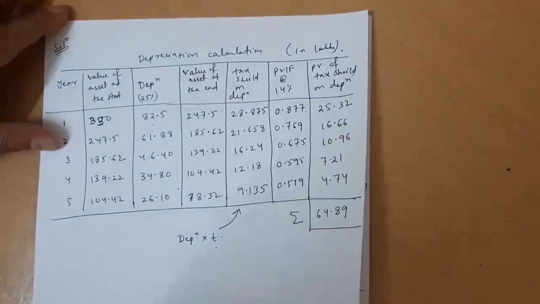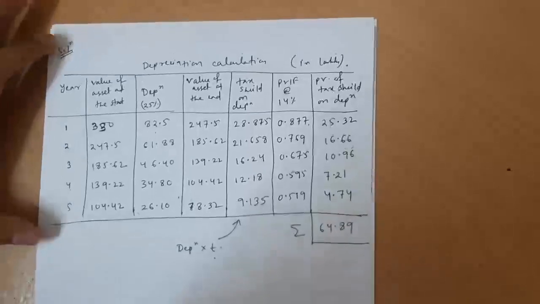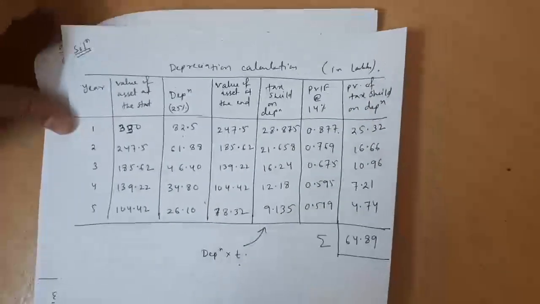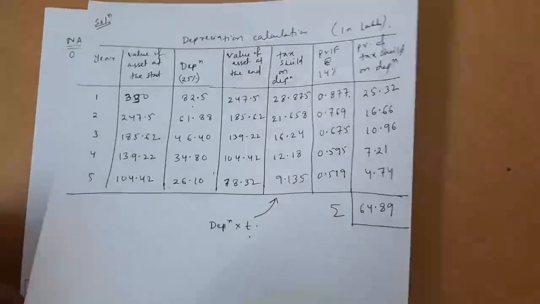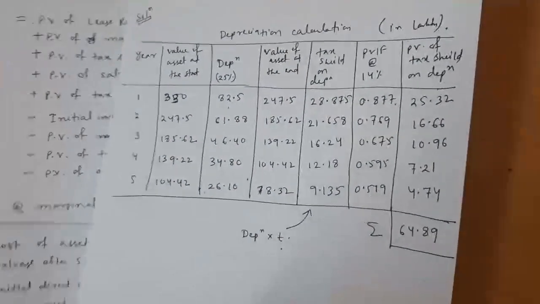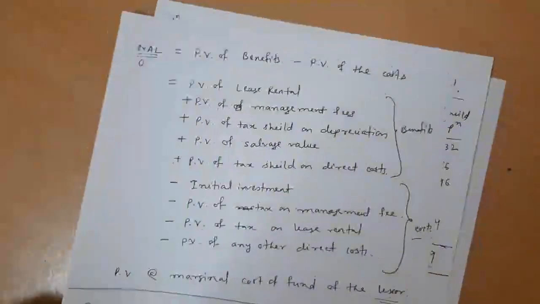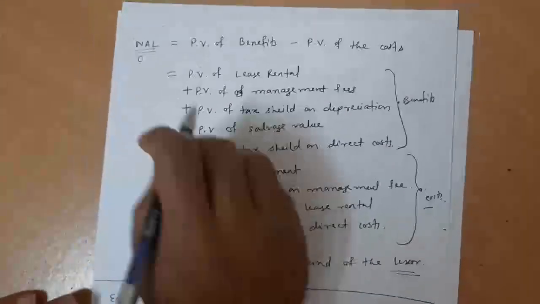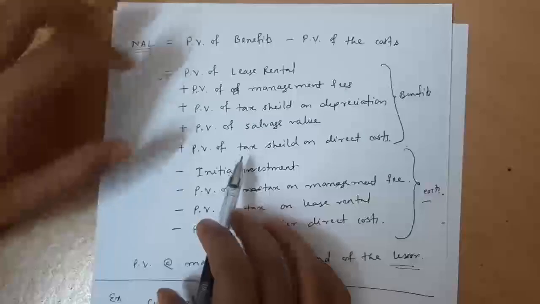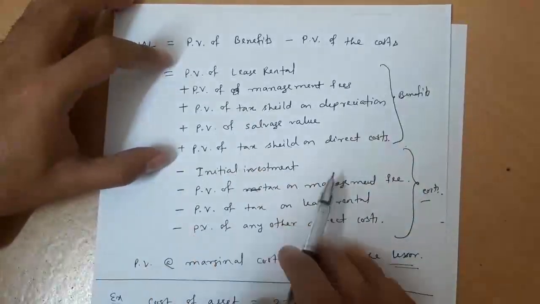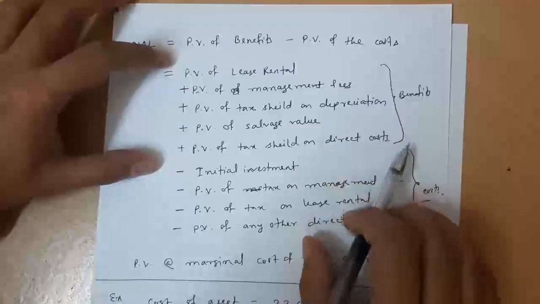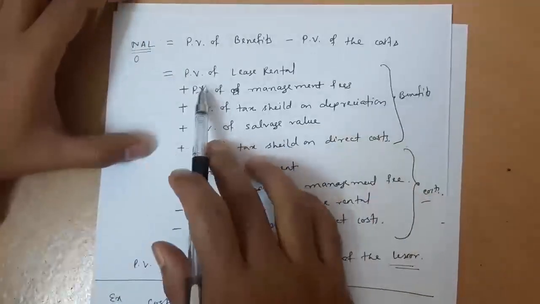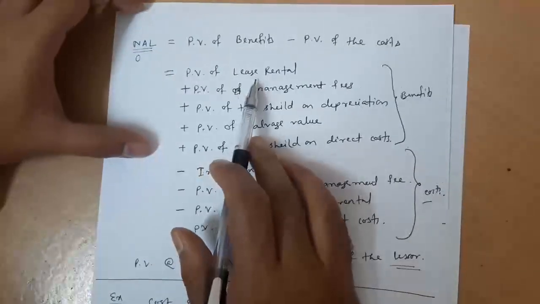Alright, so now this depreciation is calculated. Now you have to put all the values in the net advantage of leasing formula. So this is our formula now, net advantage of leasing. You have to put all these benefits and subtract all the costs. Now see what the benefits and the costs are. First benefit is the present value of the lease rental.